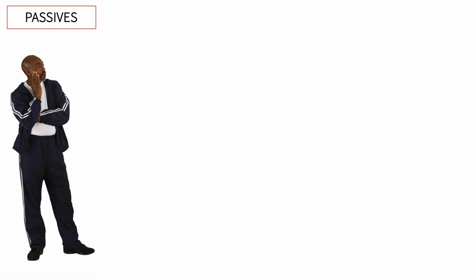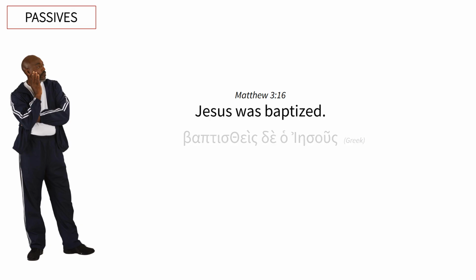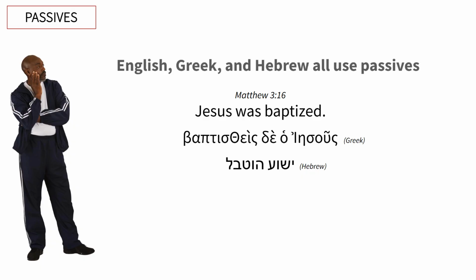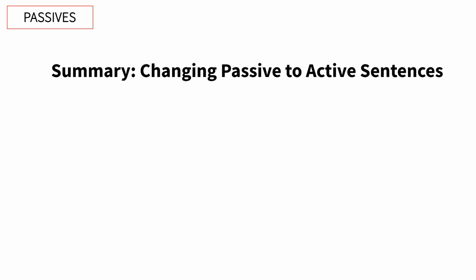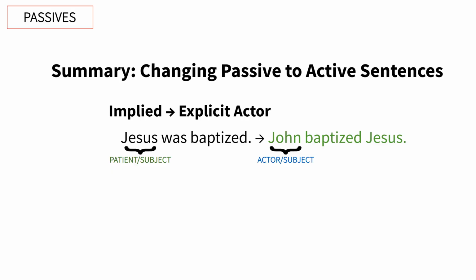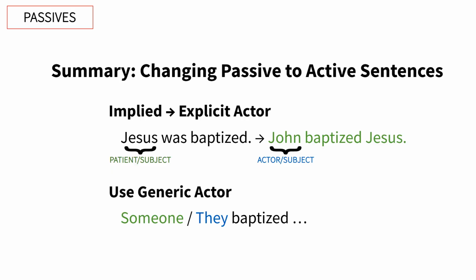Our example sentence, "Jesus was baptized," Matthew 3:16, was written originally in Greek. The language of the Old Testament, Hebrew, also allows passive sentences. Remember that if you need to change passive sentences into active sentences, you may need to make an implied actor explicit or provide a generic actor. It's okay to do that.